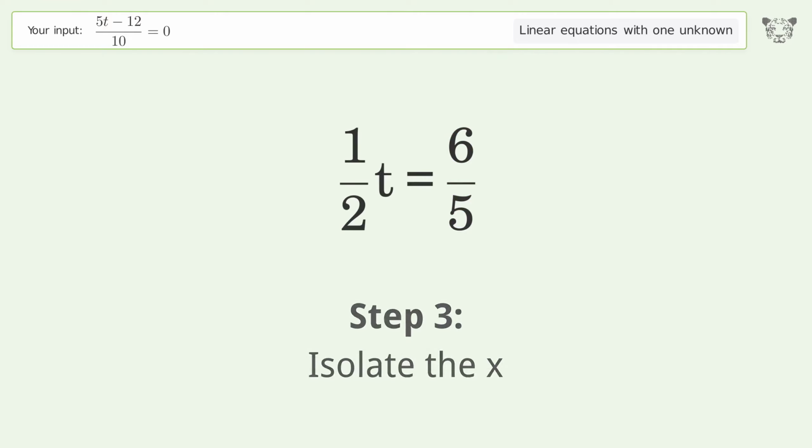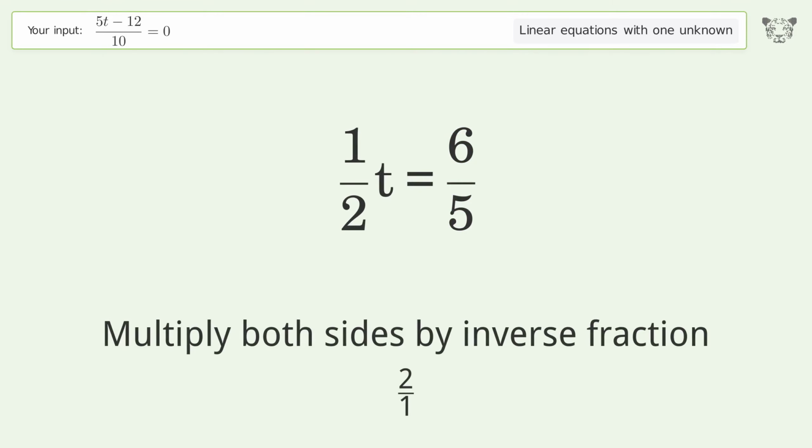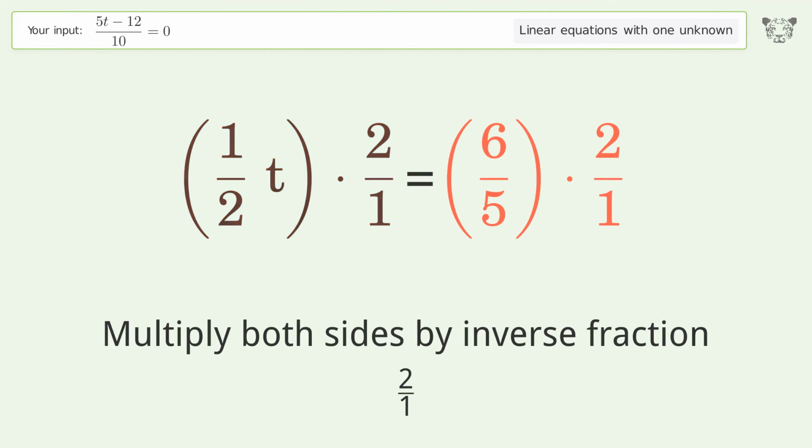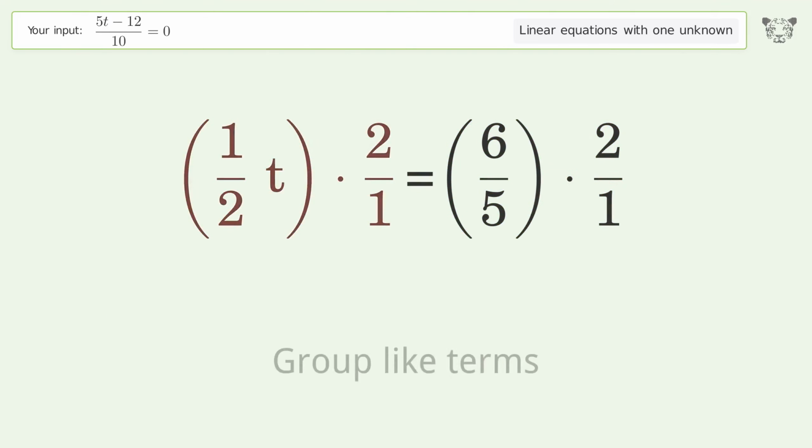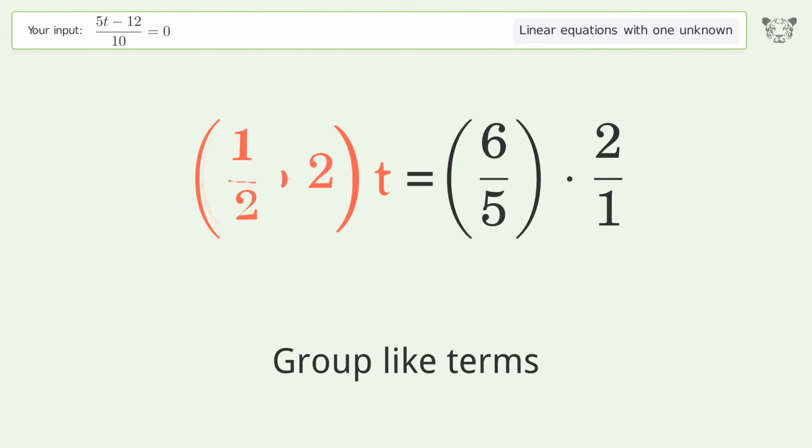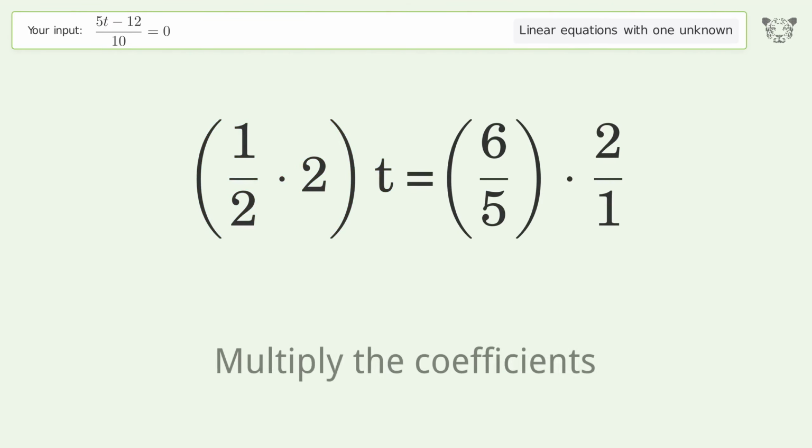Isolate the x. Multiply both sides by inverse fraction 2 over 1. Group like terms. Multiply the coefficients.